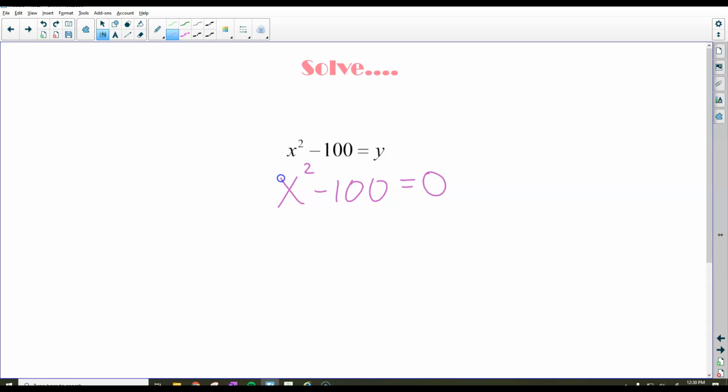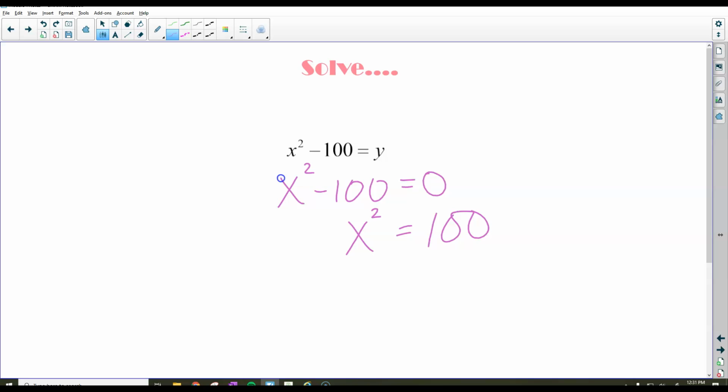So now we're going to find the ordered pairs where they cross. So we're going to solve. Guys, push that negative 100 over to the other side. So we're going to have x squared equals 100. What do we do from here? Oh, we're square rooting. We're drawing that. What else are we drawing?